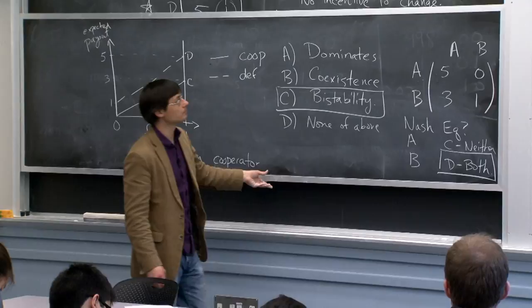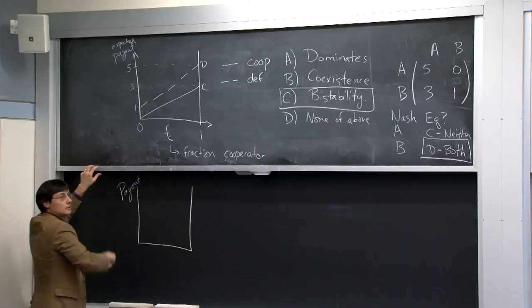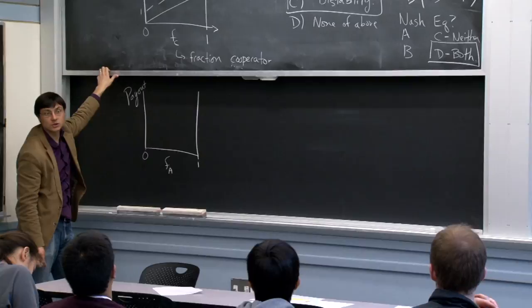All right. So this is payout as a function of the fraction that is playing the A strategy. Should the lines cross? Yes or no? Ready? 3, 2, 1. Yes. Okay.